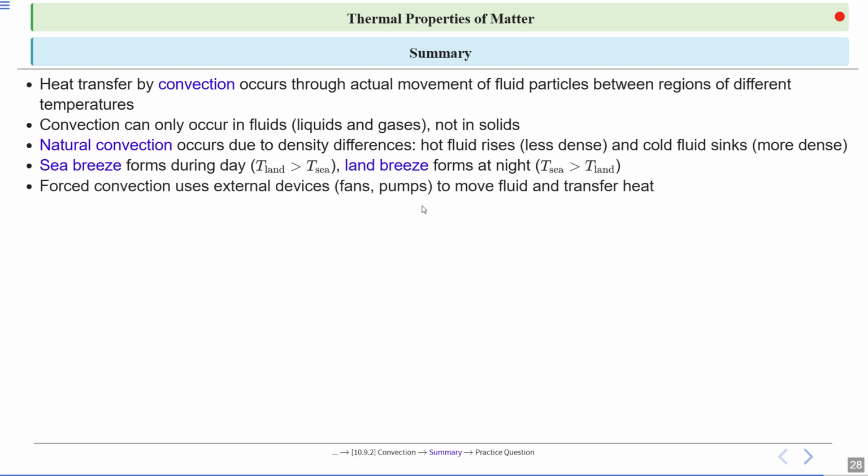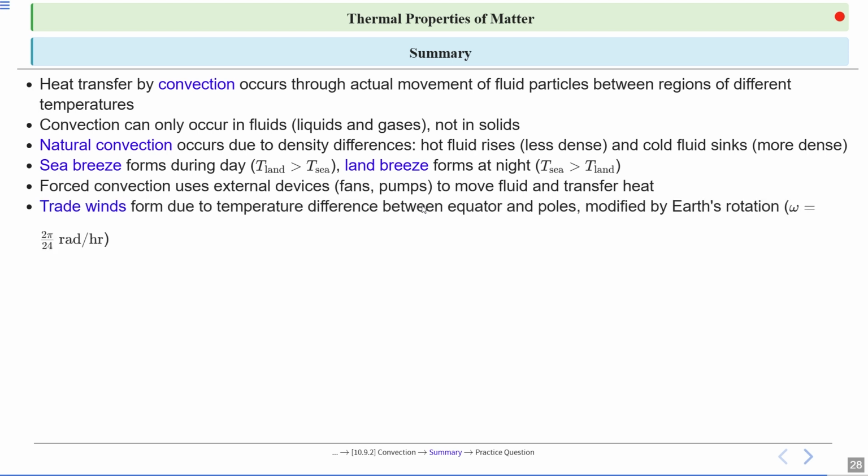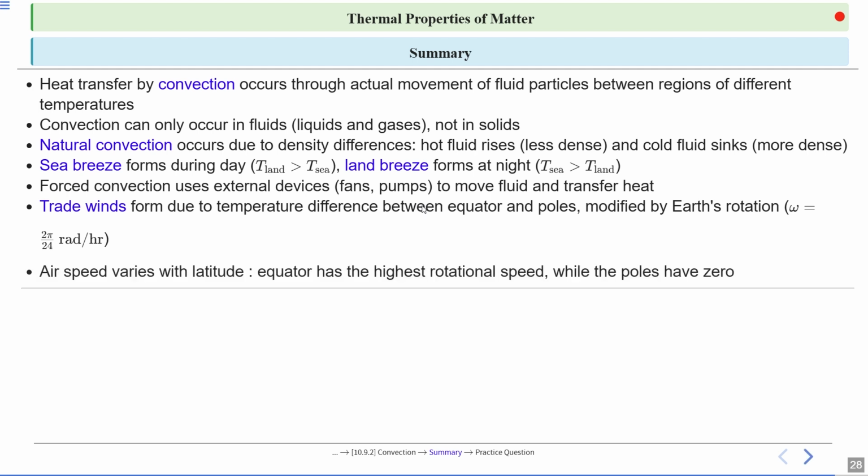Forced convection uses external devices, fans and pumps, to move fluid and transfer heat. Trade winds form due to the temperature difference between the equator and the poles, modified by Earth's rotation. Omega is equal to 2π divided by 24 radians per hour. Air speed varies with latitude. The equator has the highest rotational speed, while the poles have 0.